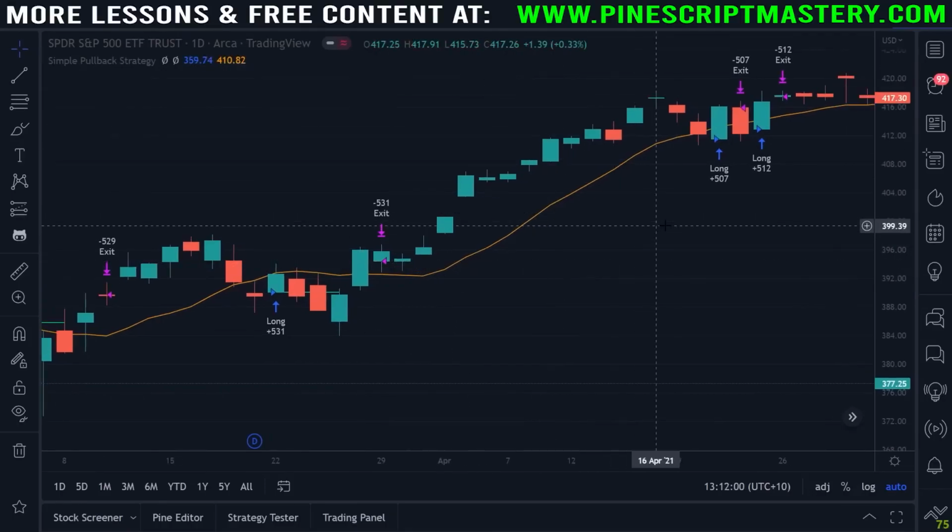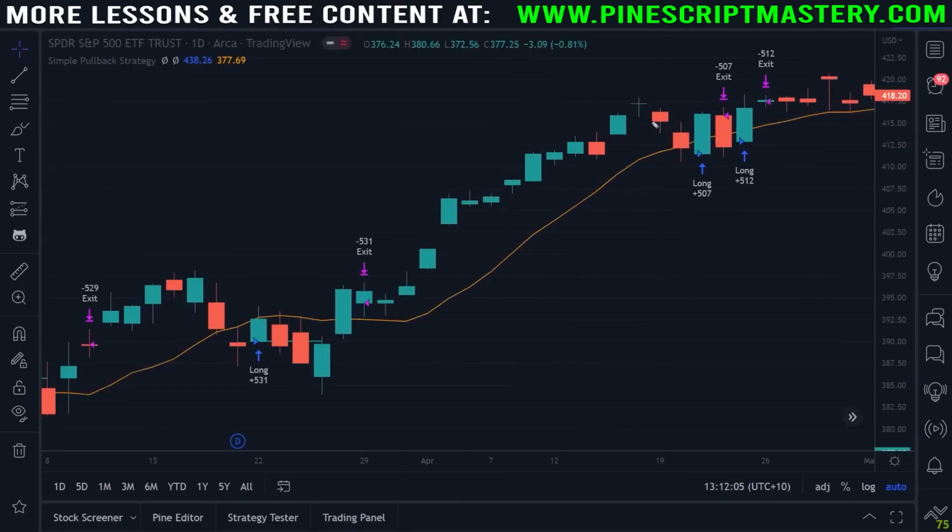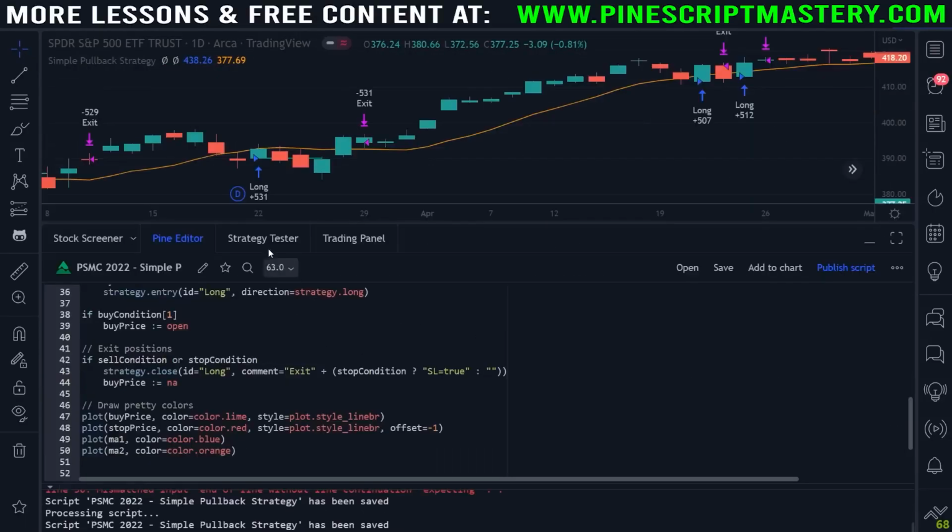So what if we add a really simple exit reason, such as a lower close? So we only exit our trade if price is trading above the 10 SMA and we get a candle or a bar that closes below the previous bar's low, and then we exit on the next bar's open. Let's add that to our code and see how that affects our strategy results.